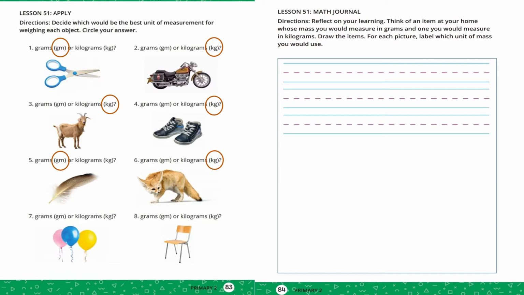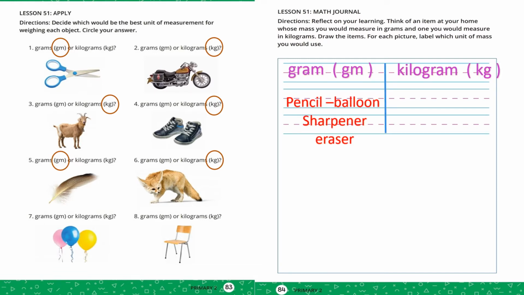The next page, our math journal. Reflect on your learning. Think of an item at your home whose mass you would measure in grams and one you would measure in kilograms. Draw the items for each picture. Label which unit of mass you would use, gram or kilogram. Gram like pencil, balloon, sharpener, eraser. Kilogram like table, chair, bag.